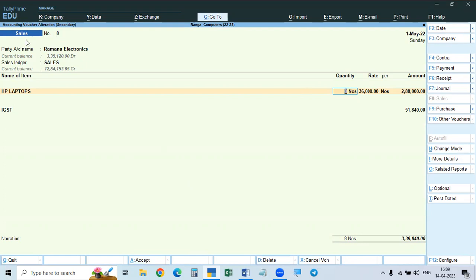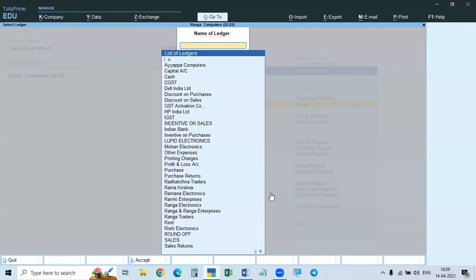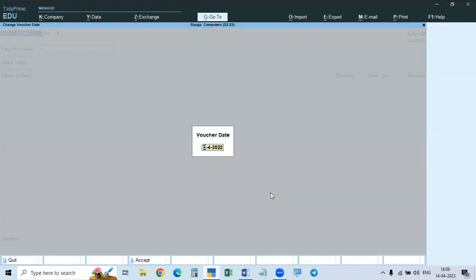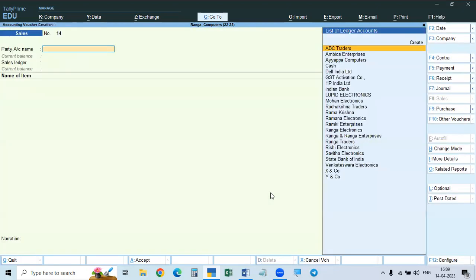Remember this is on 1st May. My sales voucher is number 8, dated 1st May, HP laptop. We entered 2 numbers more. Actually it is 6, so 2 quantity we have reduced, at the rate of 36,000. Number 8, 1st May, Ramana Electronics, HP laptops. Now we'll go to voucher and select the date. It was sold on 1st May and he returned it on 2nd May, so we'll take the 2nd May date.